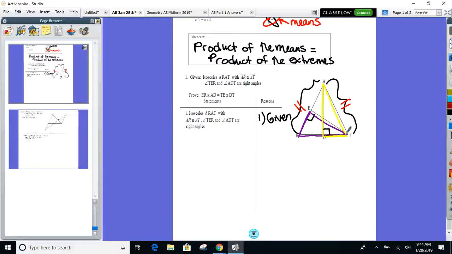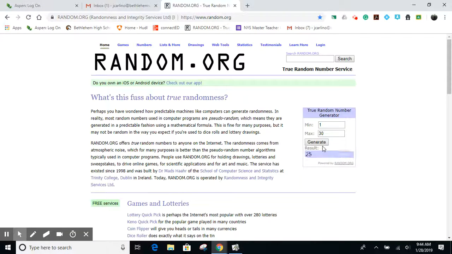Okay, let's prove them similar. What's the main method we're going to use? Angle, angle. Somebody get me a pair of angles. Here we go. Start calling on people. Get me a pair of angles in those two triangles that might be congruent.